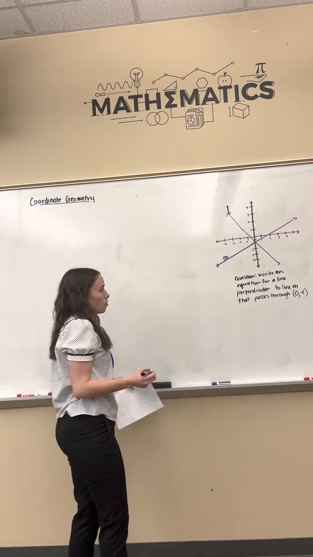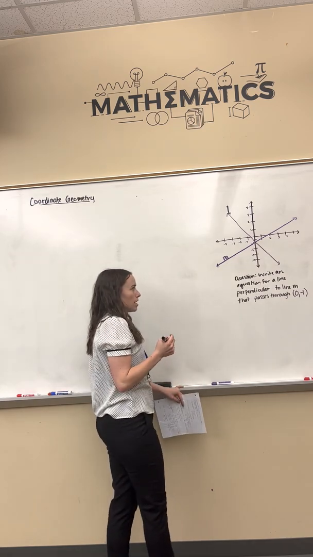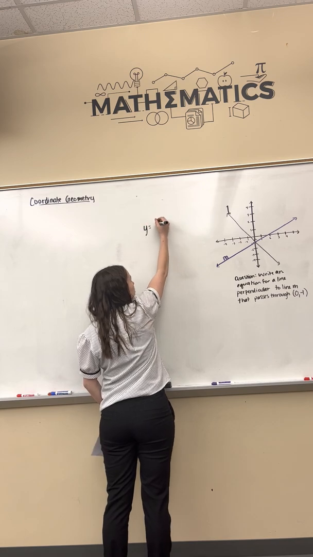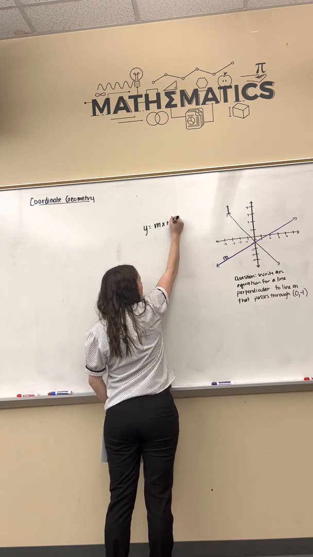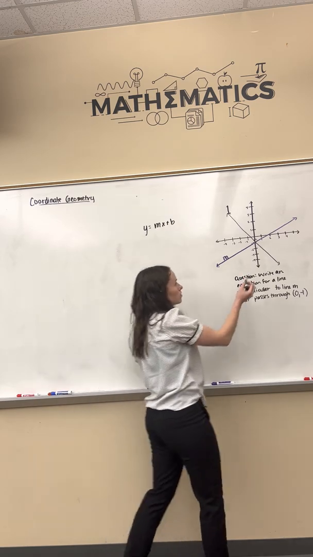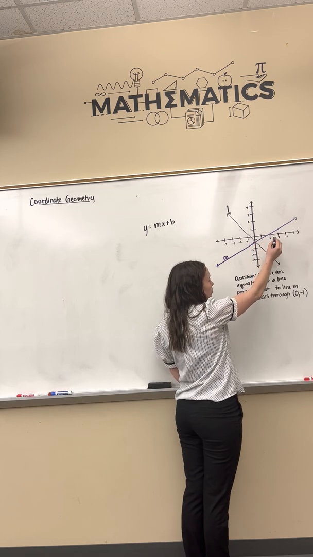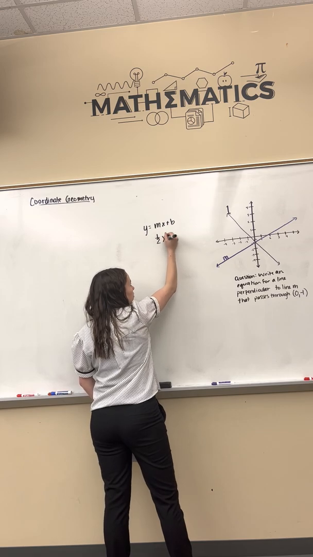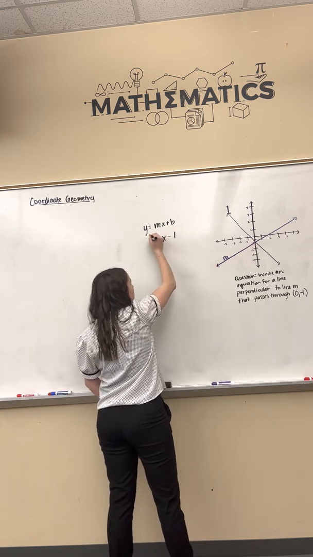Okay. Well, the first thing we need to do is figure out how to write an equation for line M. Okay, so first we know that it's going to be y equals, we need our slope, and we need our y-intercept. So our slope here is, well, this goes up 1 and then over 2. So our slope is 1/2. And our y-intercept here is -1.